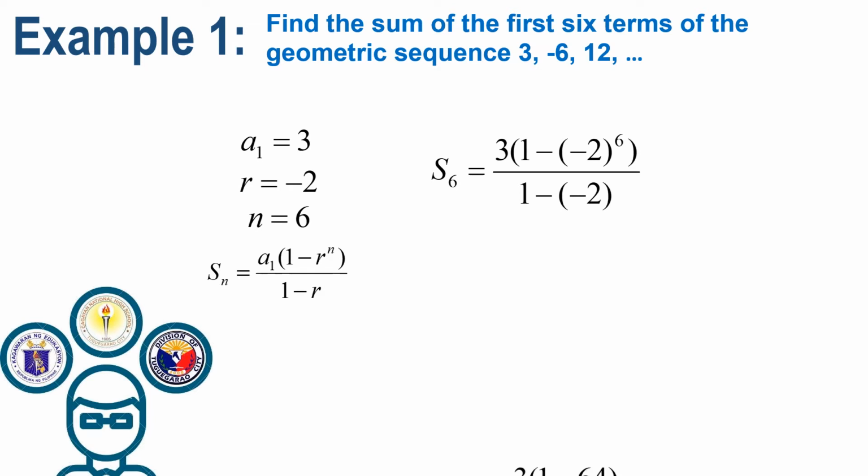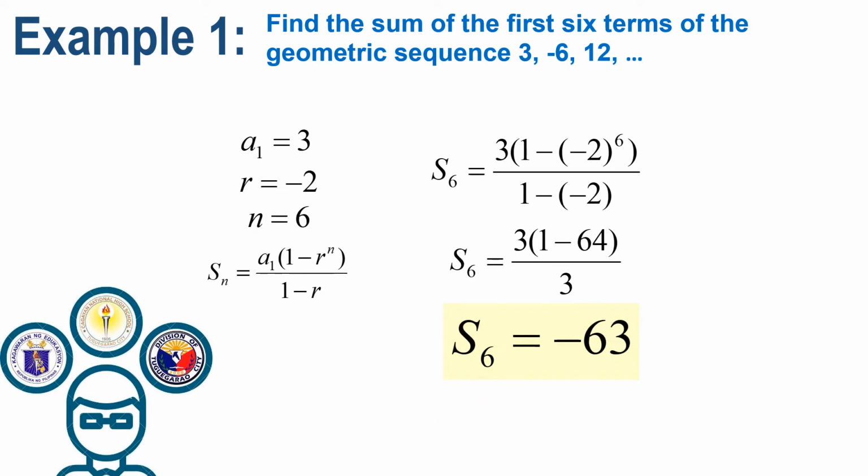Simplifying this will give us 3 times 1 minus 64 all over 3. Notice that 3 and 3 will cancel out, and what will be left is 1 minus 64. And 1 minus 64 will now give us an answer which is -63. Therefore, the sum of the first 6 terms of the geometric sequence 3, -6, 12, and so on is -63.